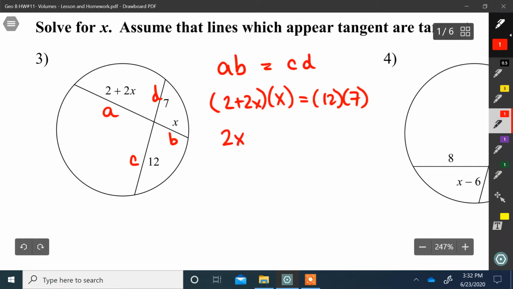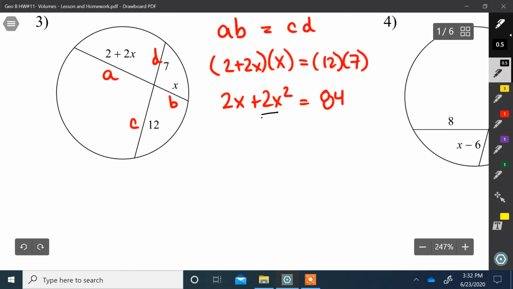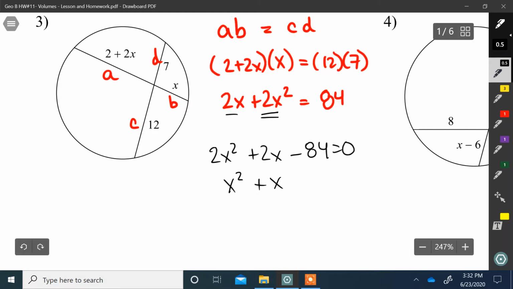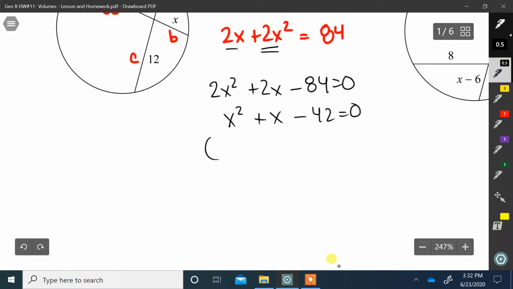We're going to get 2x plus 2x squared is equal to 12 times 7. That's 84. Let's bring that over. I'm going to reorganize this: put this one in front, this one second, and then bring this over. Since those are all divisible by 2, I'm going to divide those by 2. So we get x squared plus x minus 42 is equal to 0. Then I need to factor this.